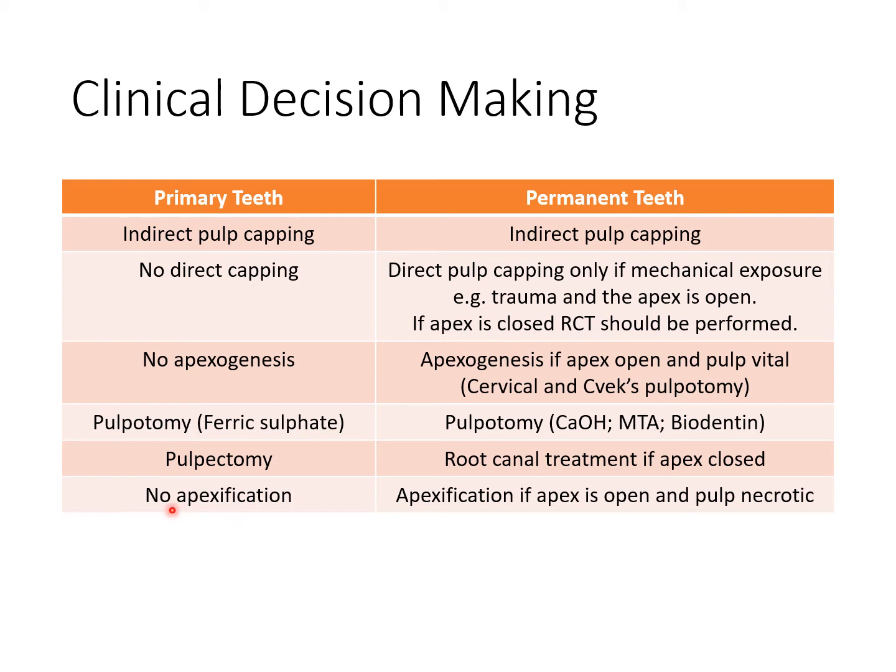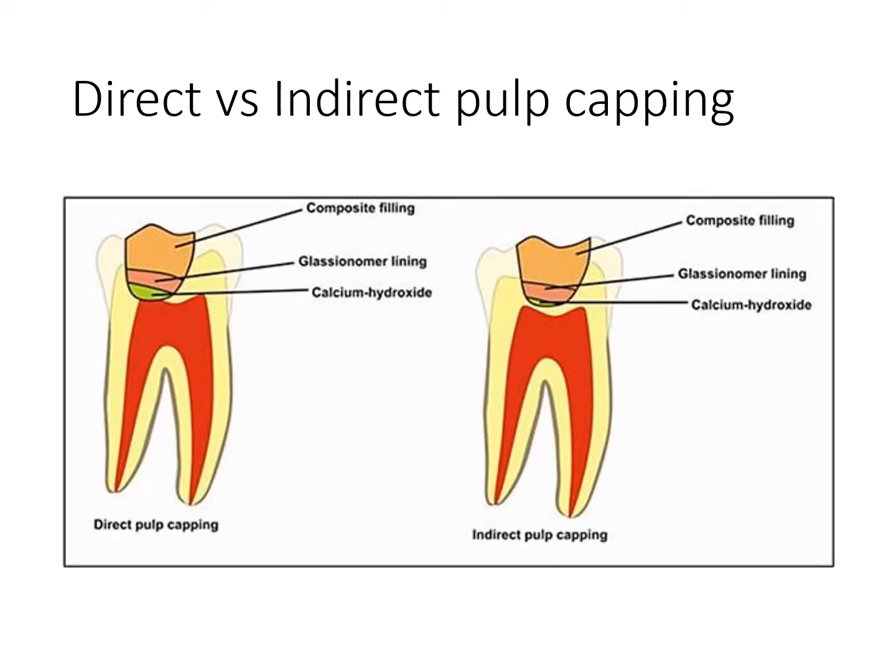So in primary teeth, you don't do apexification, you don't do apexogenesis, you don't do direct pulp capping. All right. In permanent teeth, you can do all this. So remember, this one is really important to help you in your MEQs and your OSCEs. So let's look at direct and indirect pulp capping.